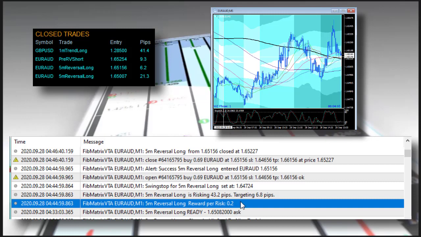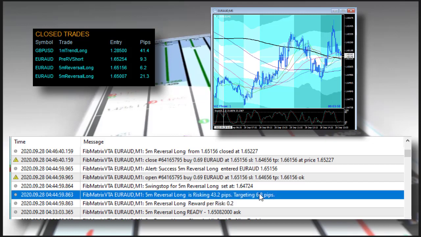So this is all in the new 2.23 version, guys. This would have been a trade I probably would not have taken, and I would have been okay without those 6 pips. I mean, that's a lot of risk.